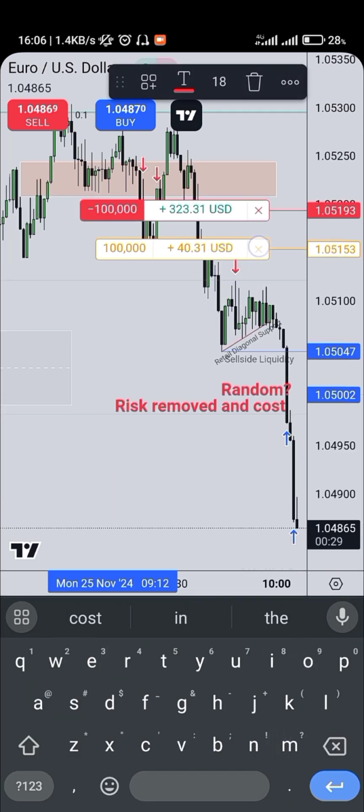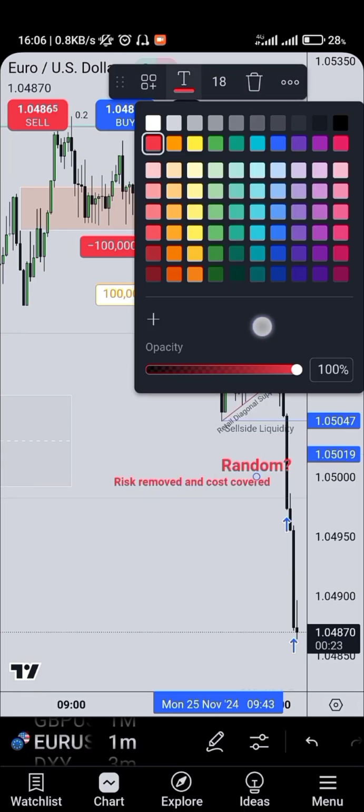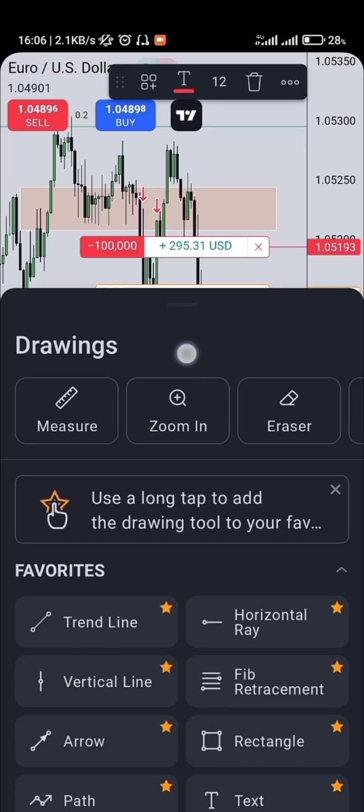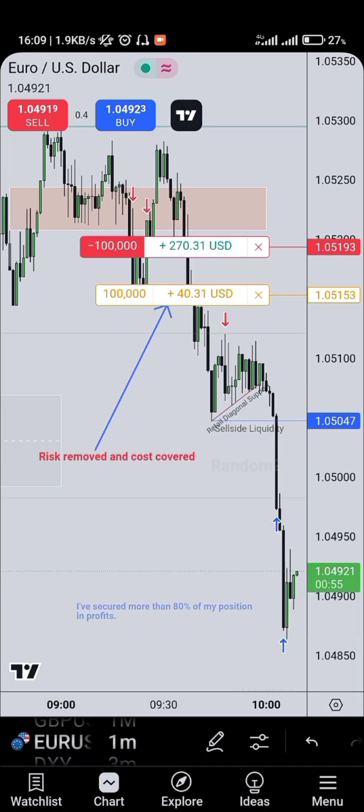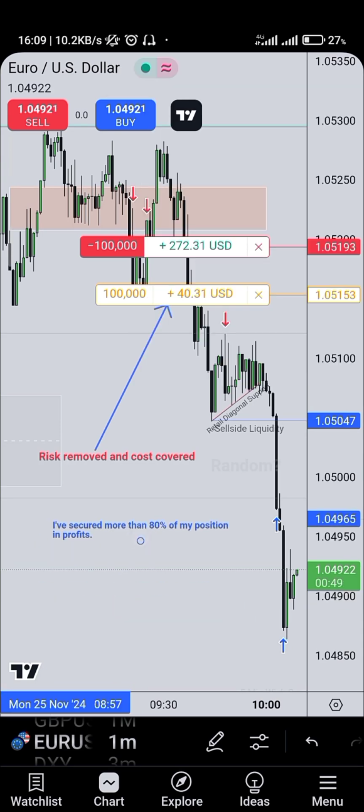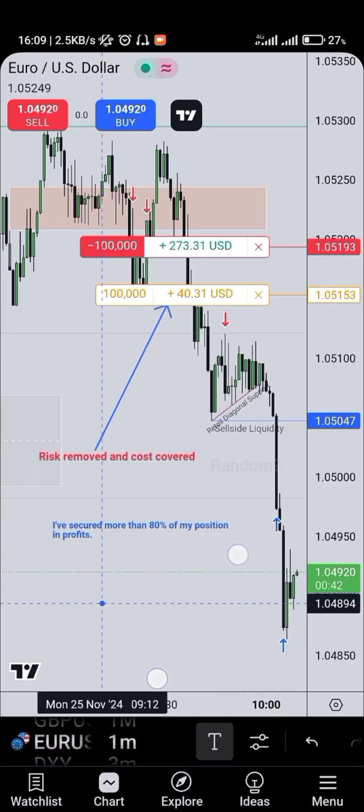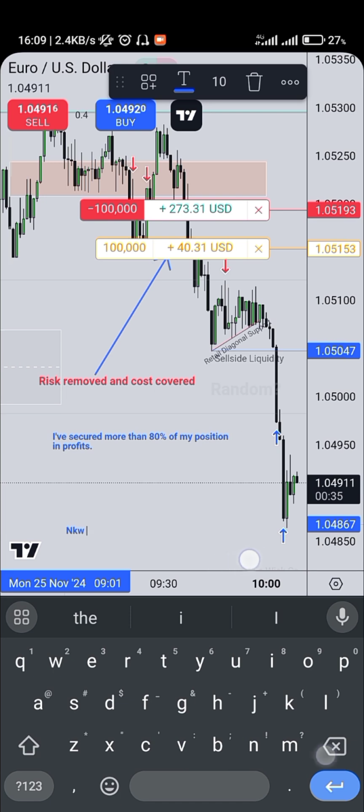And not only did I remove my risk, just okay, trade your stop loss to break even? Nope, I covered my cost and commission. So if it even comes in here, I'm just stopped out in what? In a positive balance. Okay, not negative. So I've secured 80% of my position in profit. Okay, now I have a what? I have a free ride to my destination.